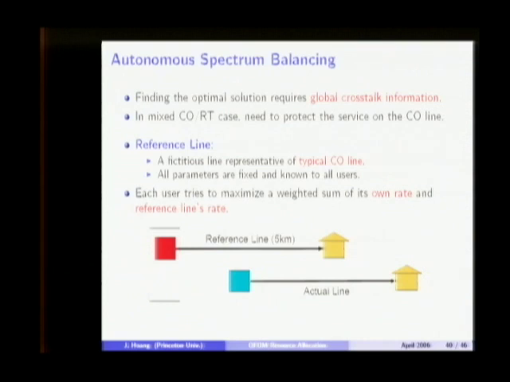So instead of everybody trying to maximize the total network rate across all users, it just considers two lines in the network for everybody. One line is himself, the actual line. The other line is the reference line. And what it tries to do is maximize the weighted sum of its own rate and the reference line rate. So this brings down an n-user optimization problem to a two-user optimization problem.